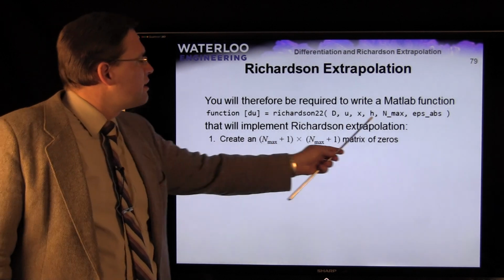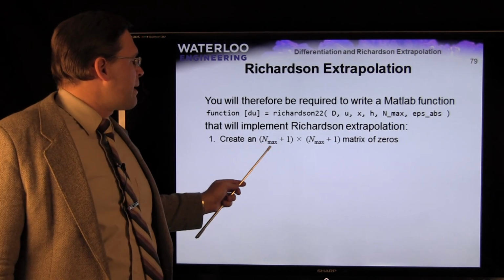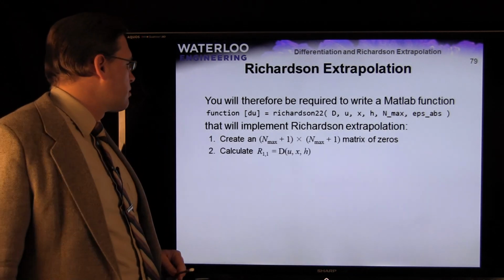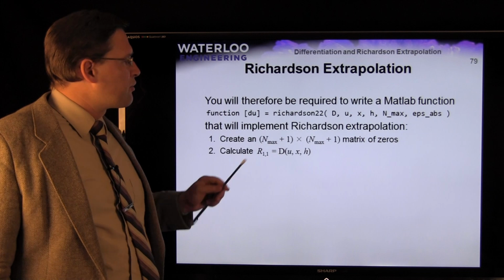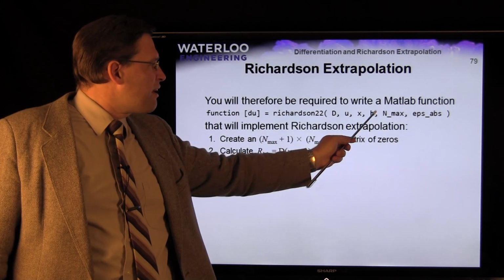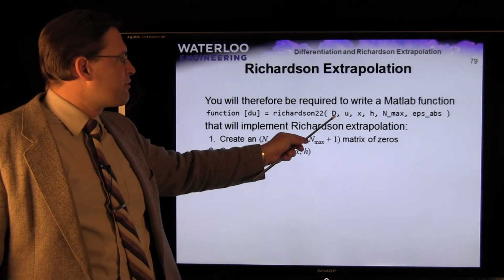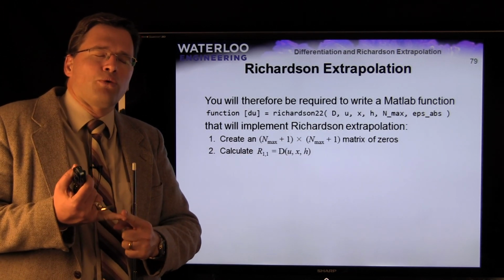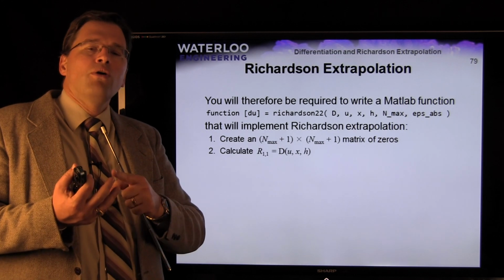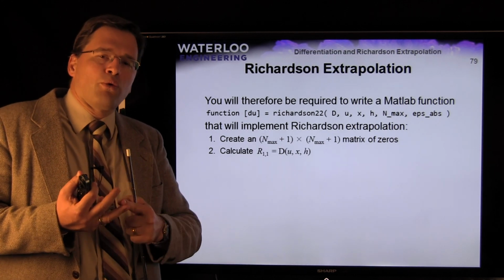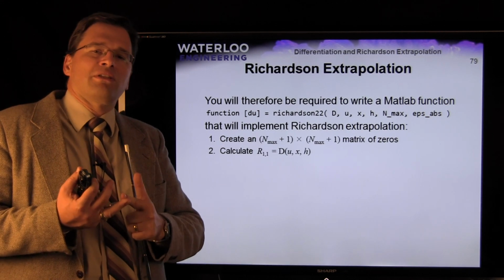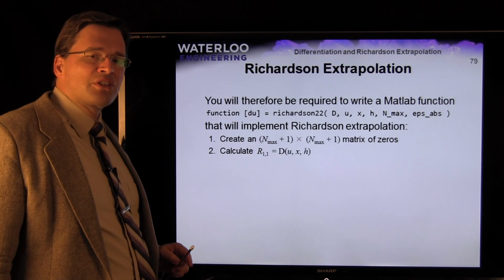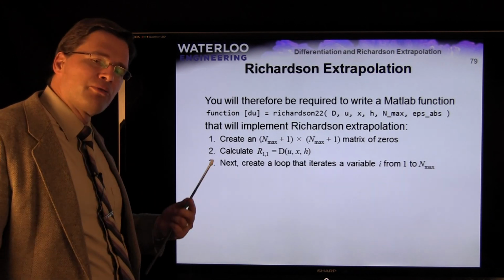You're going to create an n sub max plus 1 by n sub max plus 1 matrix, all of zeros. You will then calculate the first entry using the passed value of h with whatever derivative you're passed, be it the second order centered divided difference approximation of the first derivative, or the second order centered divided difference approximation of the second derivative. Both of them can be passed as the first argument. That's why you are writing them.